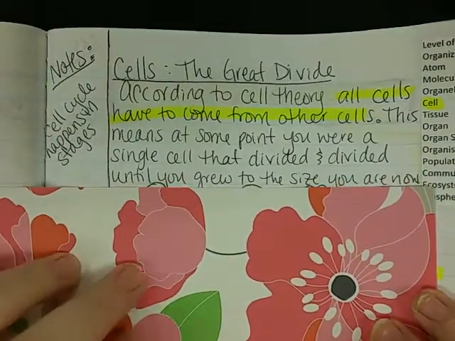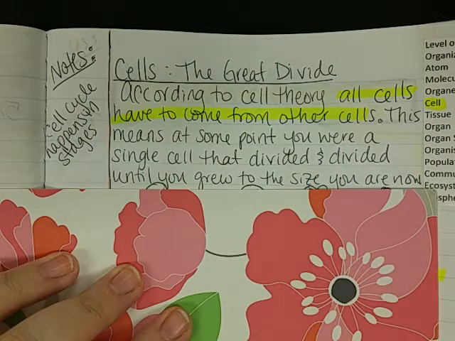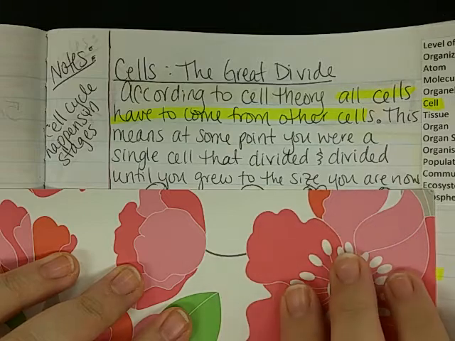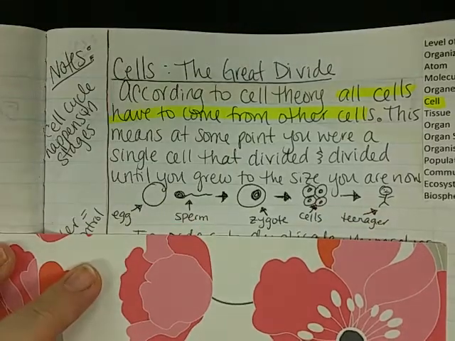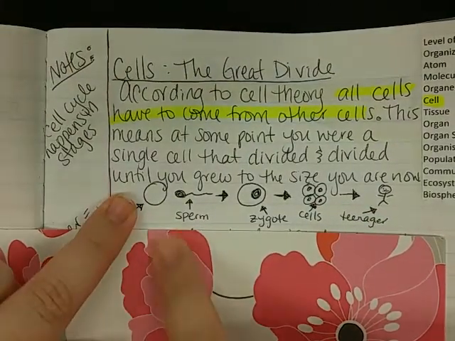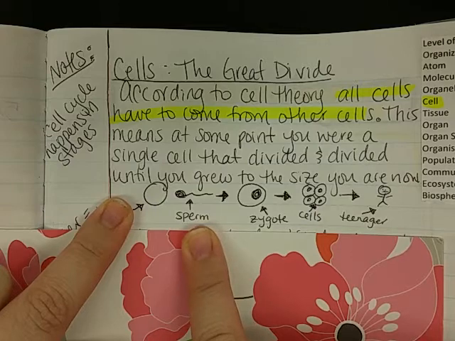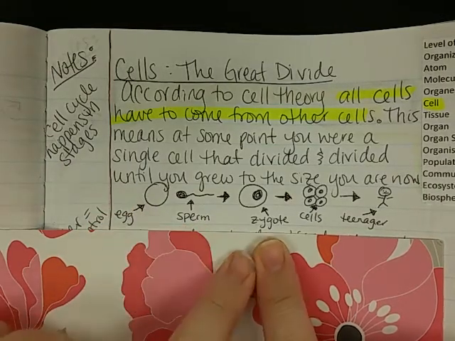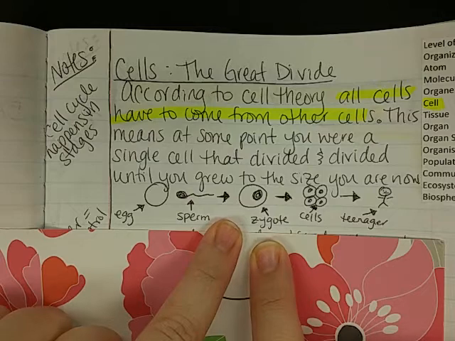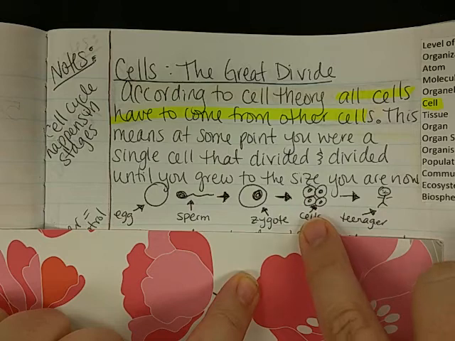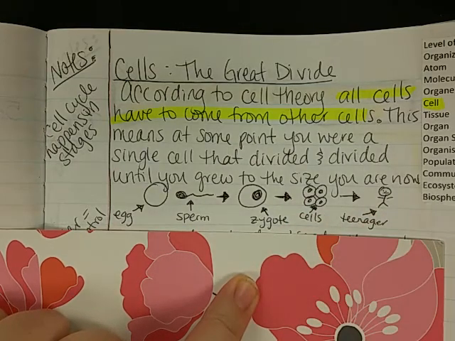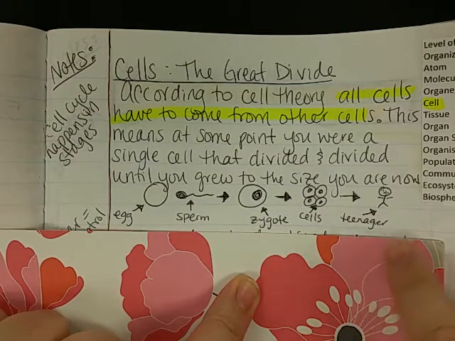So according to cell theory, all cells have to come from other cells. So this means at some point you were a single cell that divided and divided until you grew into the size that you are now, okay? So I have drawn a picture of you from when you were very first created. This is the egg from your mom and the sperm from your dad, and they get together and they form a zygote, and this was the beginning of you. This zygote is one cell, and then that cell divided and divided and divided and divided until we get to our teenager who really hates to draw pictures and take notes.